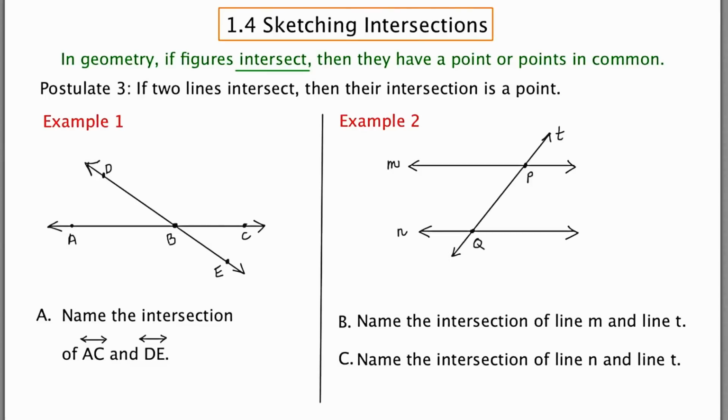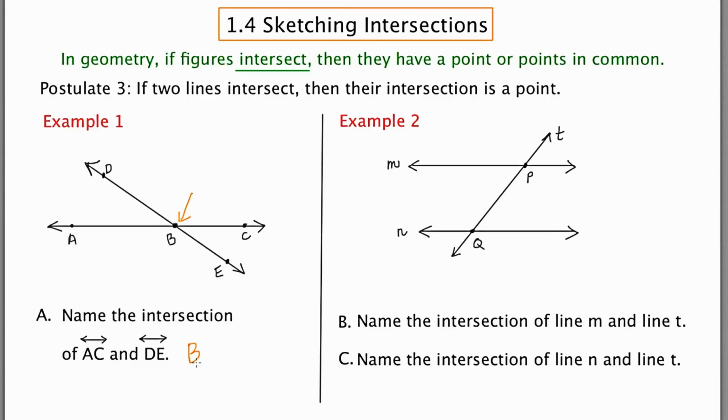Example 1. Name the intersection of line AC and line DE. Well, if I look at line AC, which is the horizontal line, and I look at line DE, which is the slanted line that passes through it, I notice that they do cross each other. The question asks, name the intersection point. Where do they cross each other? And the answer is B. This right here is the place where the two lines cross each other. So the answer is point B.